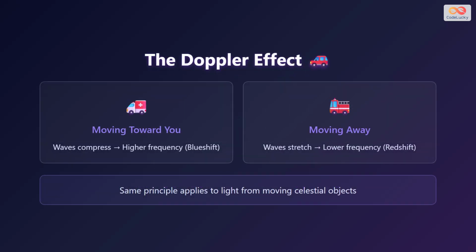To understand redshift, we first need to understand the Doppler effect. You've probably experienced this before. When an ambulance drives toward you, its siren sounds high-pitched. As it drives away, the pitch drops lower. This happens because sound waves get compressed when the source moves toward you, creating a higher frequency. When the source moves away, the waves stretch out, creating a lower frequency. The same principle applies to light from celestial objects. When an object moves toward us, its light waves compress and we see a blue shift. When it moves away, the waves stretch and we see a redshift.